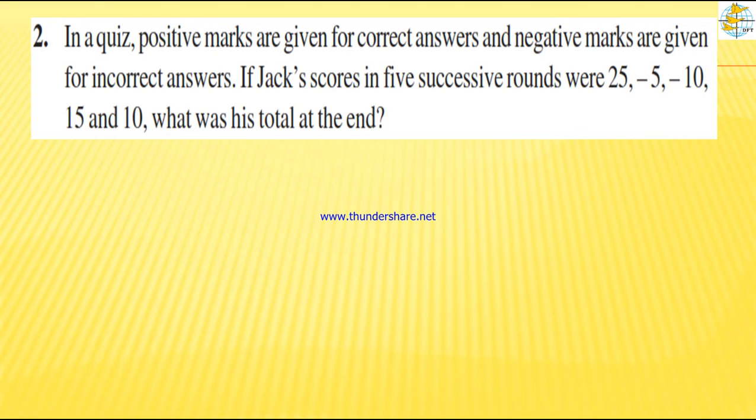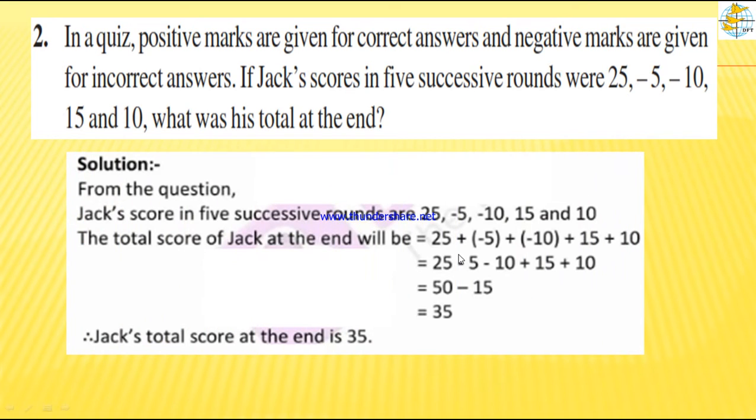So how do they find the winners? They add the scores of all the rounds, and only then announce the winner. So now we are asked to find Jack's total score. We add the first value 25 plus the second value minus 5. We have to place it in a bracket because this is an operation but it also has a negative sign. So we place it within the bracket, plus the third value minus 10, again within the bracket, plus the fourth value 15 and the fifth round 10 marks.